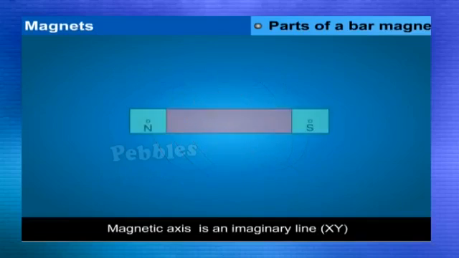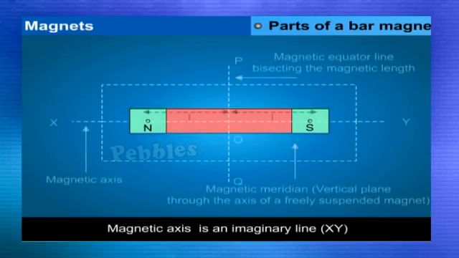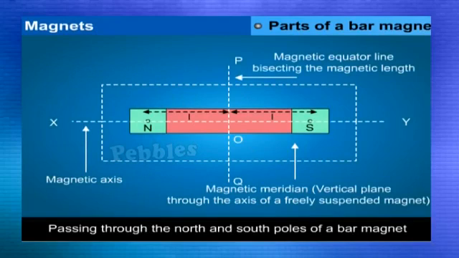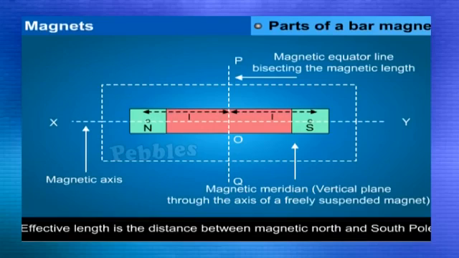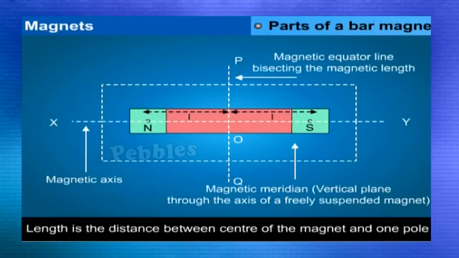Magnetic axis. It is an imaginary line, XY, passing through the north and south poles of a bar magnet. Magnetic equator. It is an imaginary vertical line, PQ, dividing the bar magnet into two equal parts. Effective length. It is the distance between the magnetic north pole and magnetic south pole. Length of a magnet. It is the distance, N or S, between the center of the magnet and one pole.